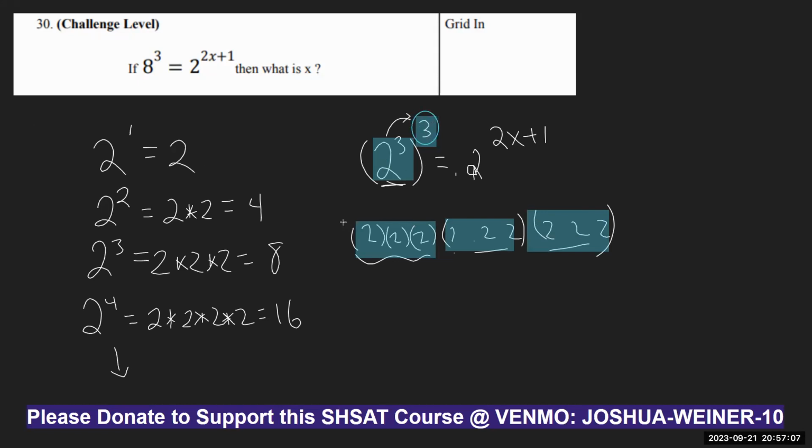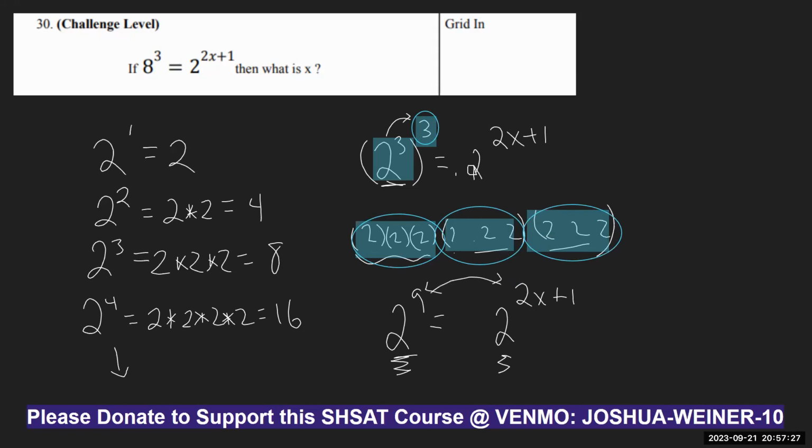It's a power to a power. So this is being repeated 3 times. So it's really 2 to the 3 times 3, or 9 powers of 2. So 2 to the 9 equals 2 to the 2x plus 1. And now that we have the same base written on the bottom, we can compare the exponent powers above. That means that 9 equals 2x plus 1. Subtract 1, subtract 1. 8 is 2x. And x equals, that's right, 4. So 4 was the correct answer to number 30.